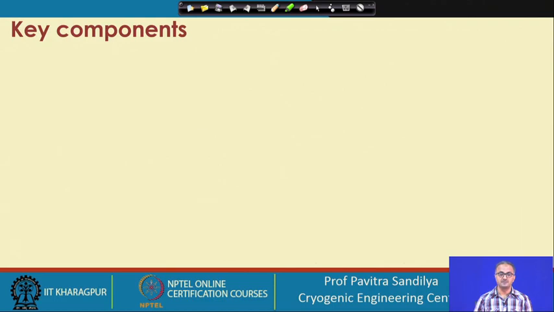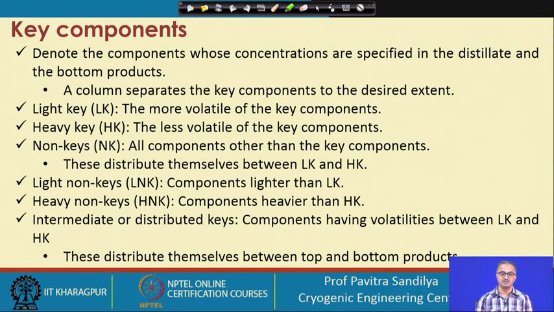So first let us figure out what the key components are. Key components denote the components whose concentrations are specified in the distillate and the bottom products. Now this choice is arbitrary. It will depend on the type of component recovery we intend to have. Accordingly, we shall be defining the key components. A column separates the key components to the desired extent. That means the basis of the design is on the separation of the key components.